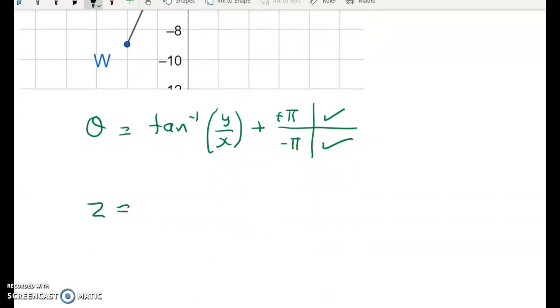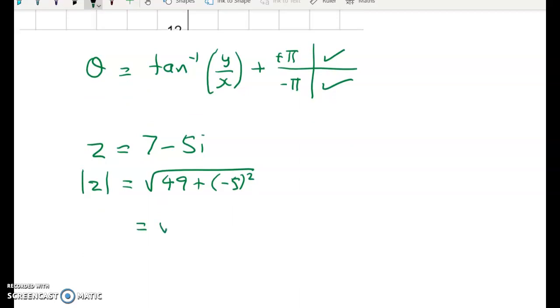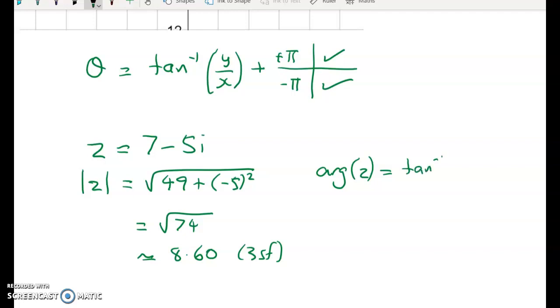So let's look at our first one. We've got z is equal to 7 minus 5i. That's in rectangular form. The magnitude of z is the square root of 7 squared, 49, plus the negative 5 squared, which is 25. And that gives me the square root of 49 plus 25, so 74. And that's roughly equal to 8.60 to 3 significant figures. The argument here is equal to tan inverse of negative 5 over 7. And that gives me negative 0.620 in radians, or in degrees, negative 35.5 degrees.